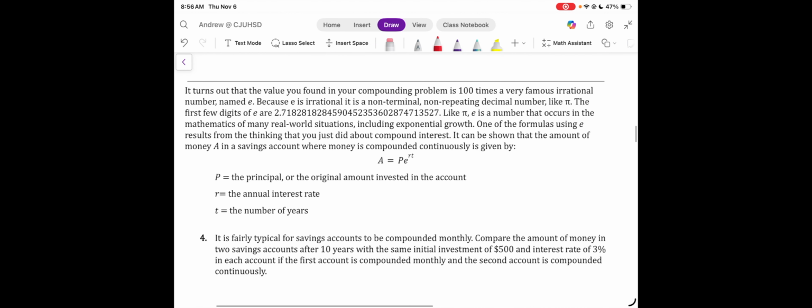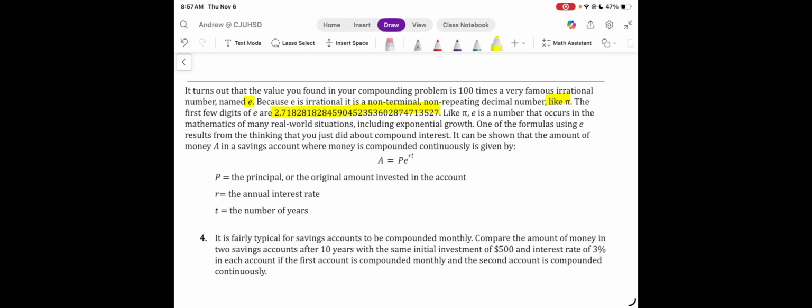It turns out the value you found in your compounding problem is 100 times a very famous irrational number named e. Because e is irrational, that means it can't be written as a fraction. It's non-terminating, it's non-repeating. It's a number like pi. And here's some of the digits of e.